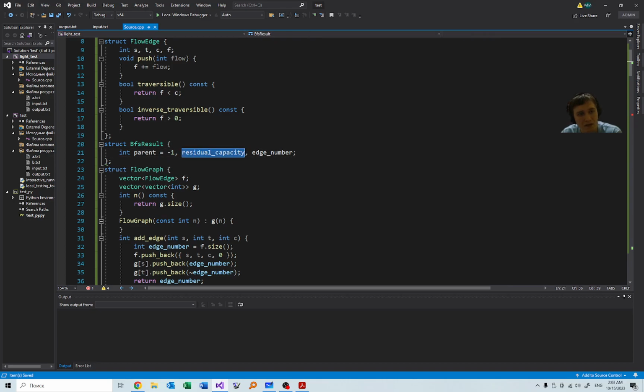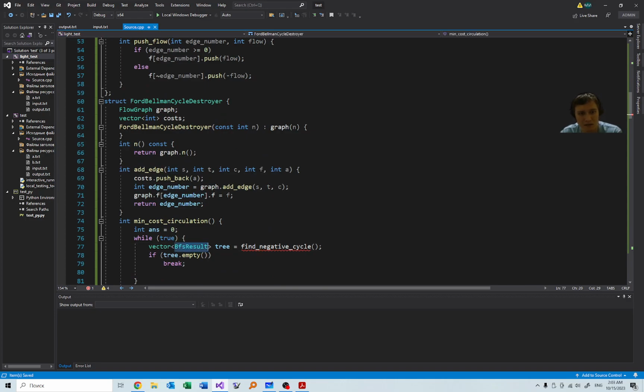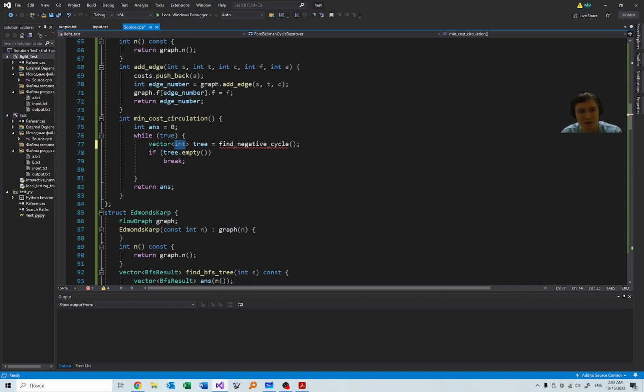this thing. Yeah, I just need parent. Actually, just need a list of edge numbers. I do not need anything else. Okay, let's just find negative cycle. It will just find the numbers of edges.